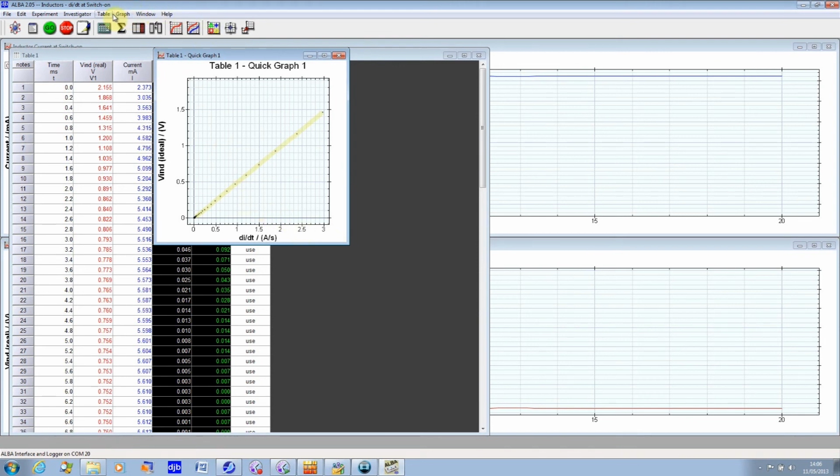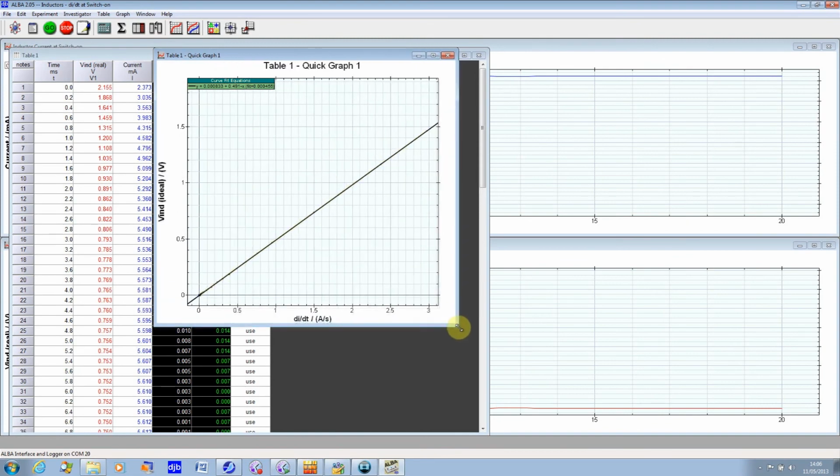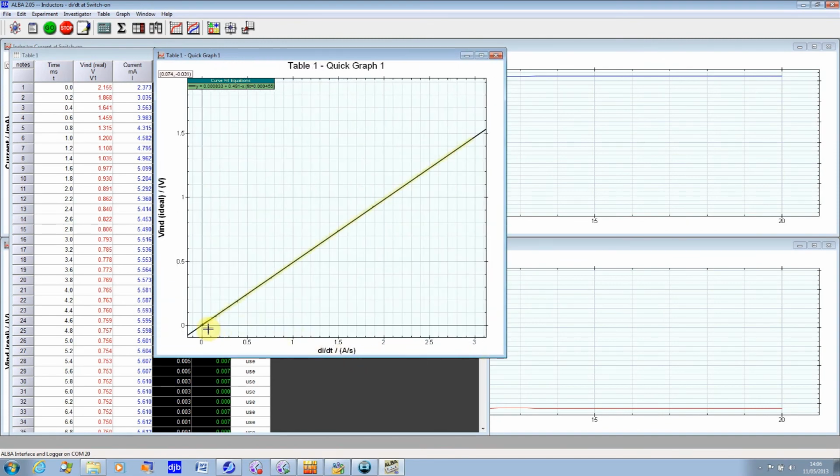Let's fit a line to this graph. Best fit line. Let's make that just a little bigger. It's a lovely straight line through the origin. The equation of the line is given in the form y equals c plus mx, and the m in here says 0.491, 0.49. We have a 0.5 henry coil, and we have a gradient of the line which is 0.49.